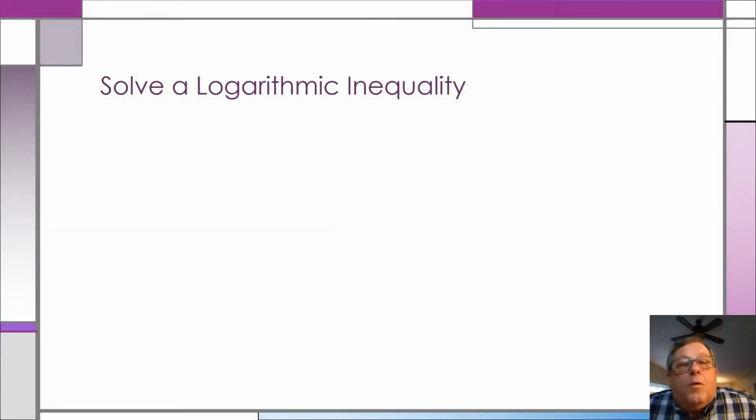Well, now let's move forward and solve a logarithmic inequality, or a couple of them, as the case may be. All right, so here we start off. We've got log base 4 of x is greater than or equal to 3. And we don't have the log on both sides of the inequality, so I'm going to have to use the definition of logarithm and convert that log into exponential form.